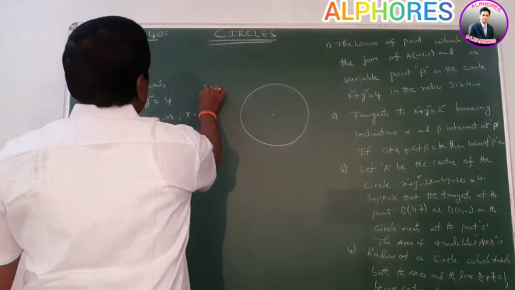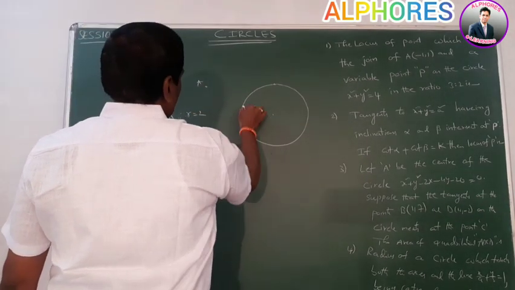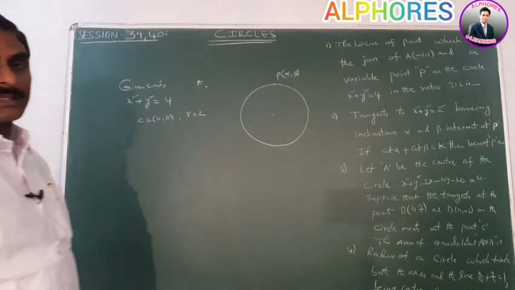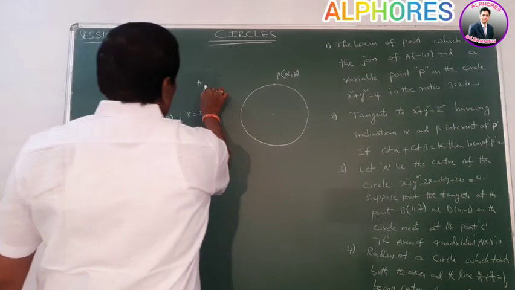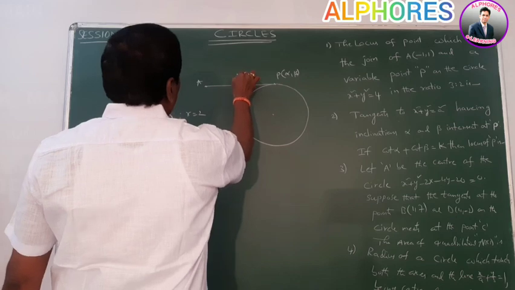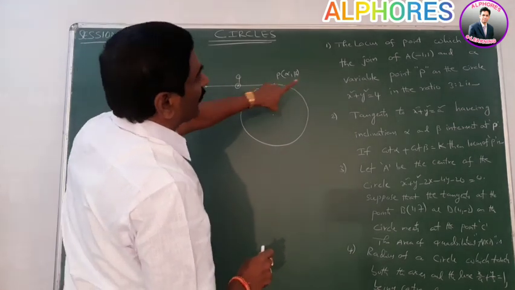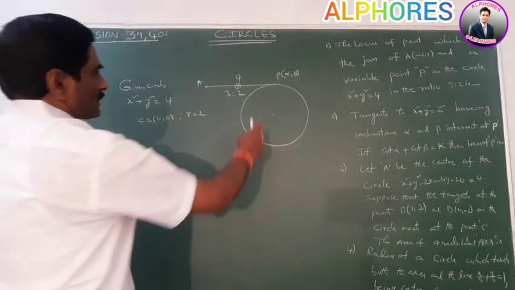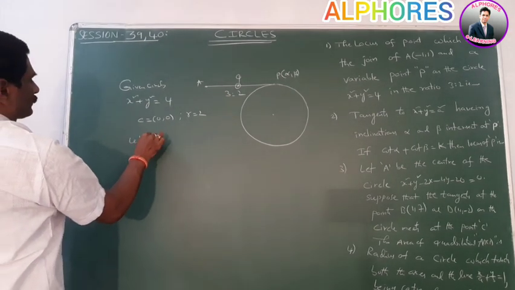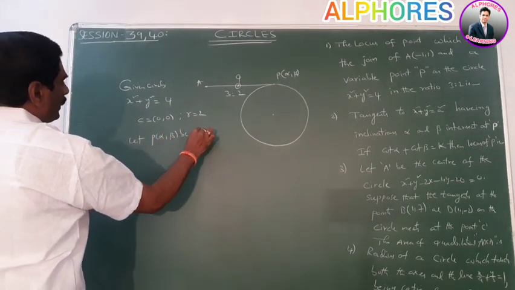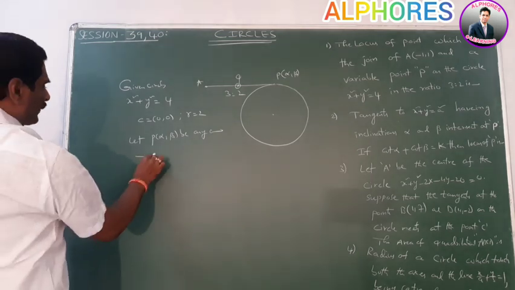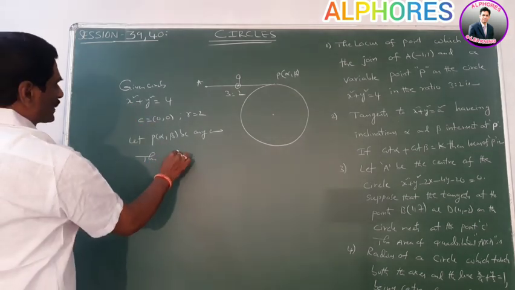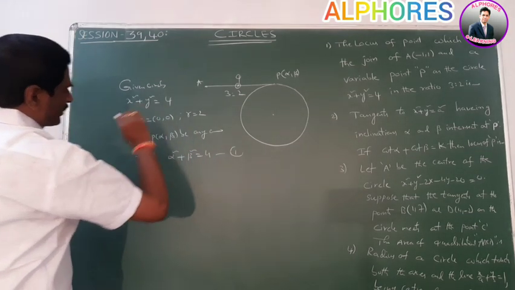Suppose A is one of the points. P is any variable point on this circle. Say P(alpha, beta) is one of the variable points on the circle. Now we find the locus of a particular point Q which divides the line segment AP in the ratio 3:2. Let P(alpha, beta) be any point on the given circle. Then alpha, beta satisfies the circle. That means alpha² + beta² = 4. It is equation number 1.